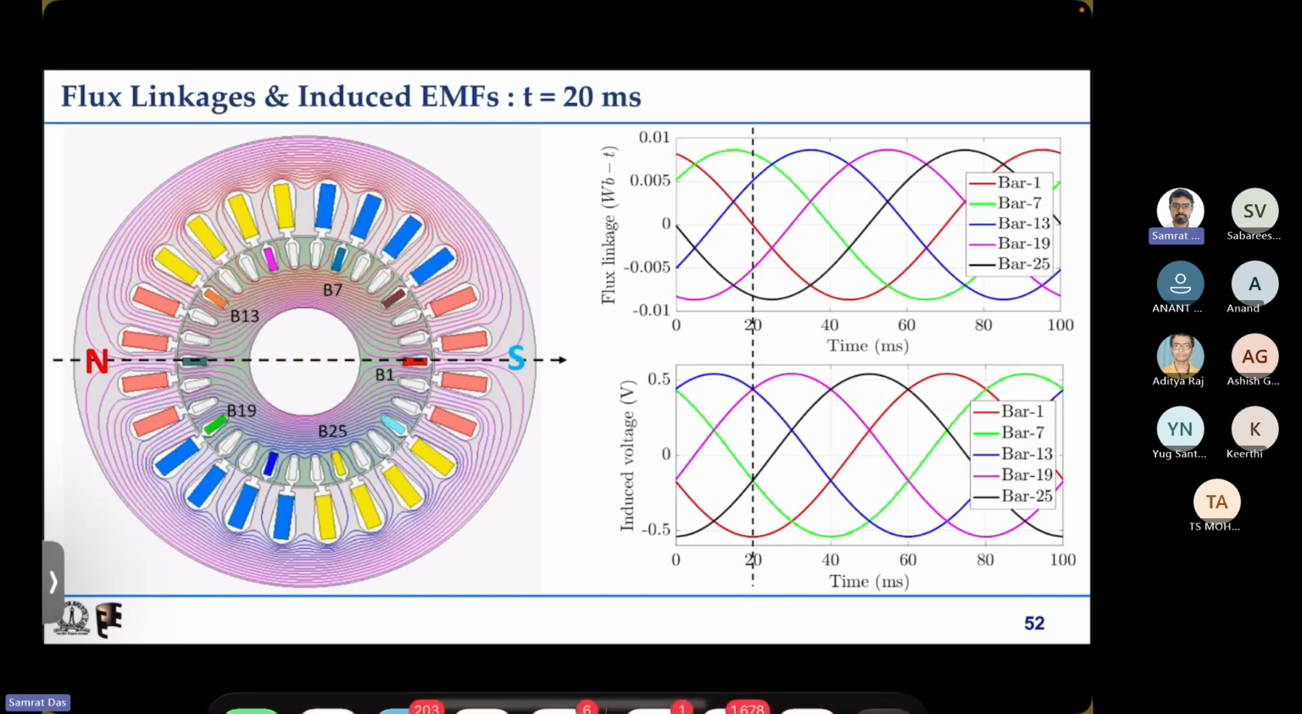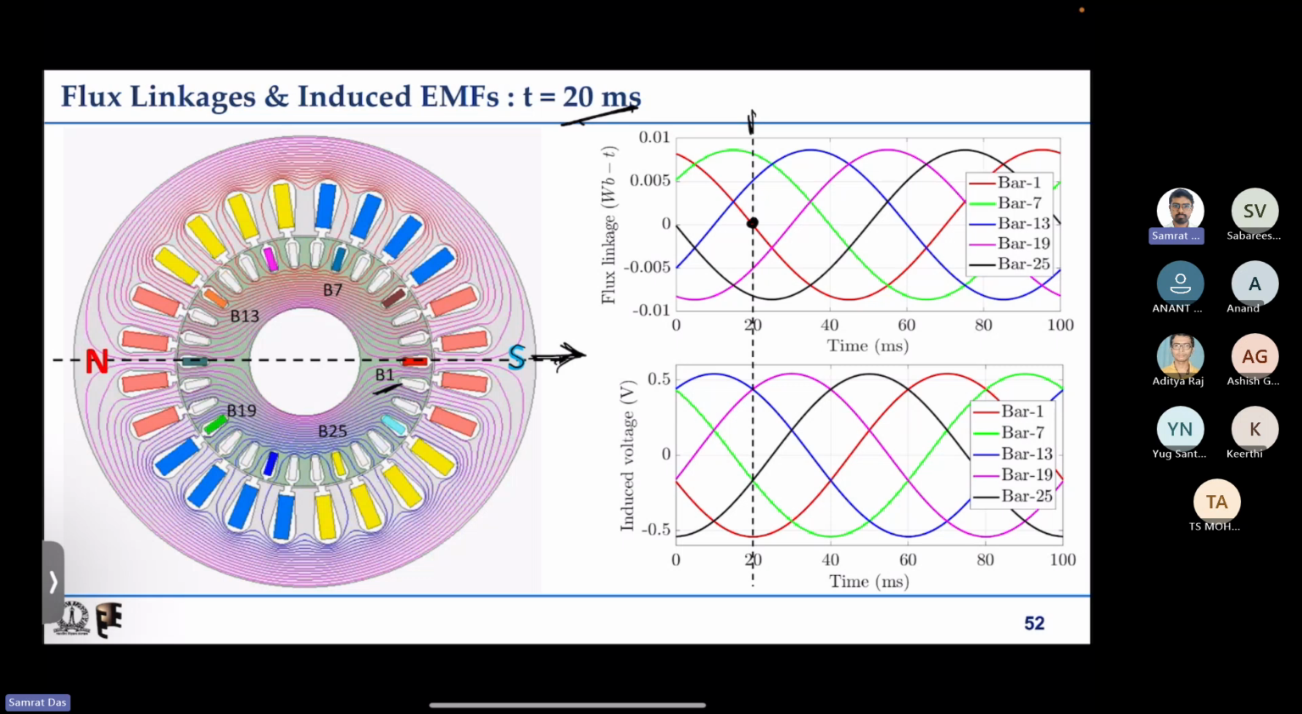Now if we go to the 20 millisecond case, that is this instant where the stator field has rotated 360 degrees and come back to the x axis. So this is the south pole, this is the north pole. Now the B1 bar, because there is no flux linking it at t equal to 20 millisecond, has 0 flux linkage.